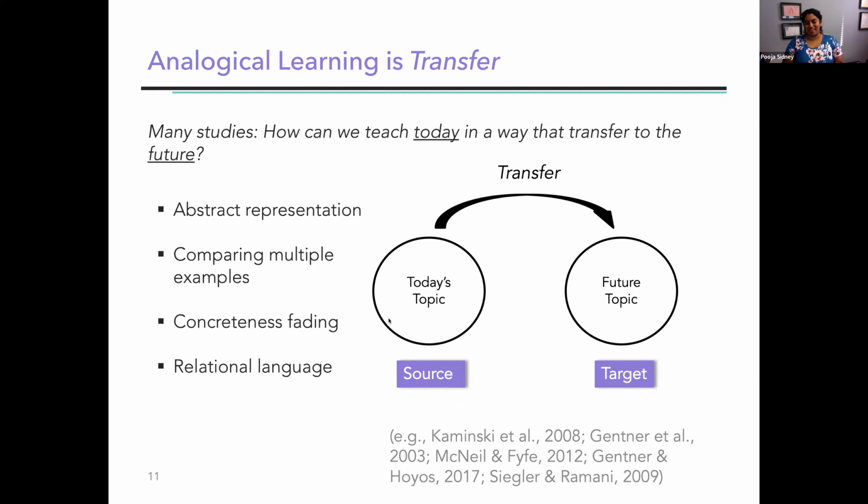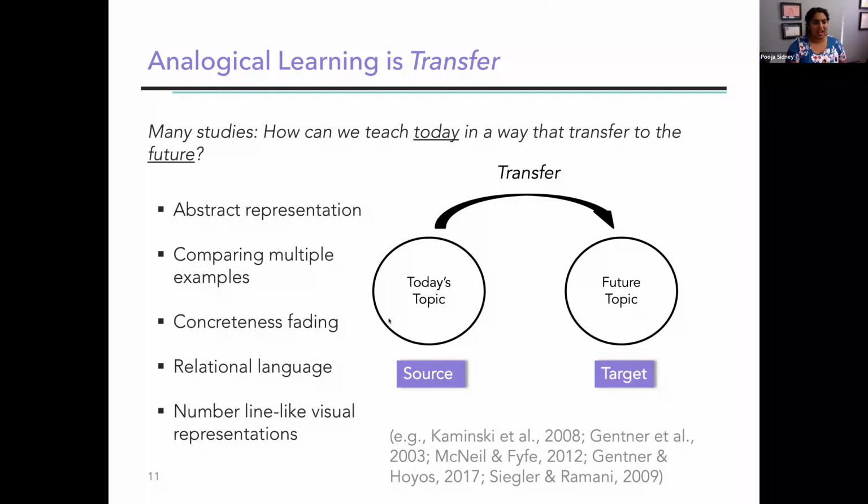And then also in mathematics, we know that when comparing examples, it's helpful to use language that helps children focus on the relationships that are shared across all the examples. And particularly in math, we know that certain types of visual representations like number lines can really help children develop numeric understanding that then transfers to other contexts. So again, this is all important research done by many of you who are here today.